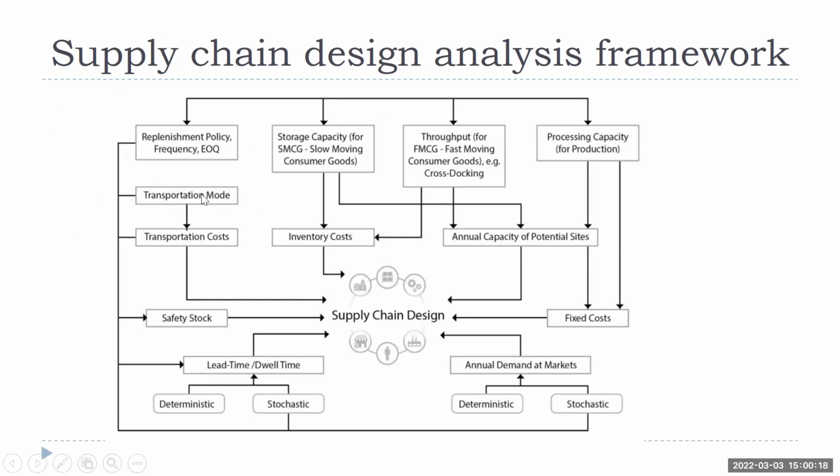Then transportation mode, whether it is sea transport, air transport, or road transport, and if it is road transport, what kind of vehicles. Then transportation cost, right? Transportation cost can be fixed, transportation cost can be variable, right? So depending upon how much distance it is covering, the transporter can say that for each delivery I'll take 2000 rupees, or they might say that for each kilometer I'll charge 10 rupees or 15 rupees, right?